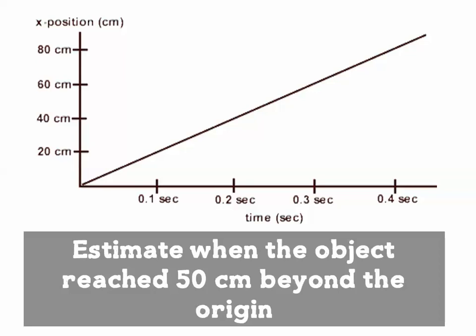Now what we can do with this particular motion graph is estimate when the object has reached 50 centimeters beyond the origin. We know that the origin is right here, so 50 centimeters beyond that point would be roughly halfway between the 40 and the 60. If we trace that over, we can figure out that the position of the object was about here. We trace that down, somewhere between the 0.2 and 0.3 seconds, roughly 0.25 seconds.